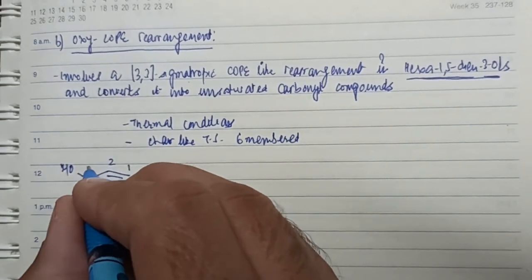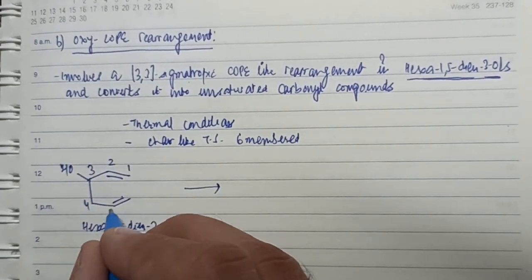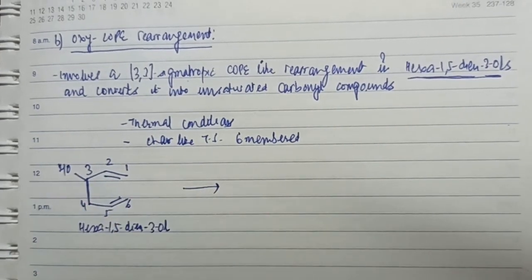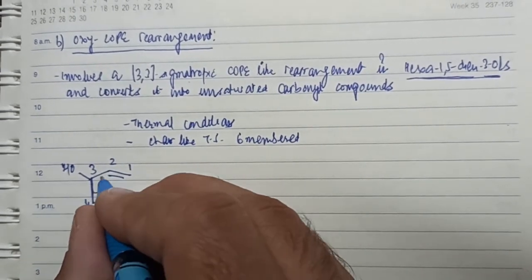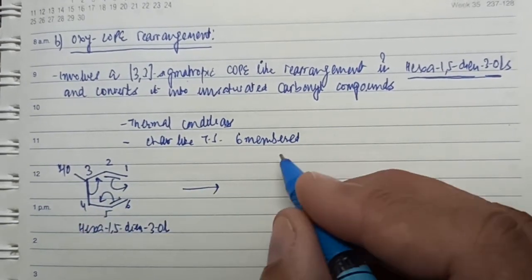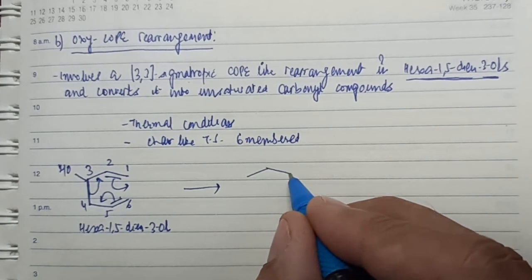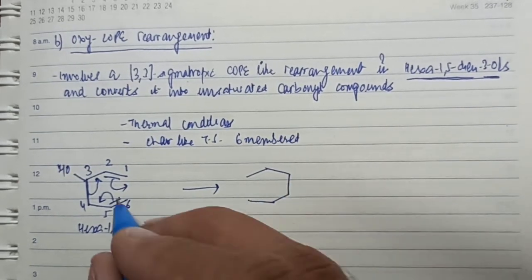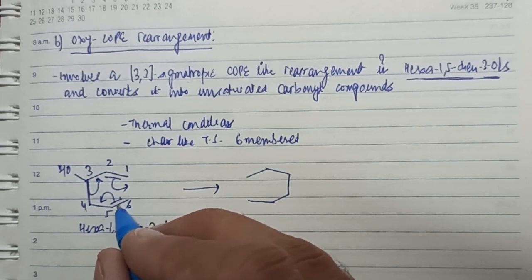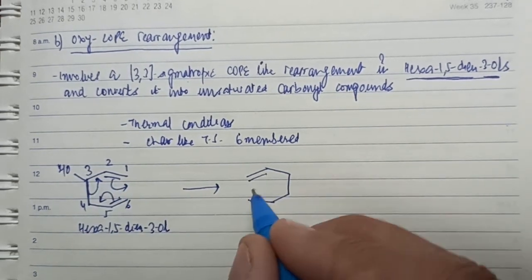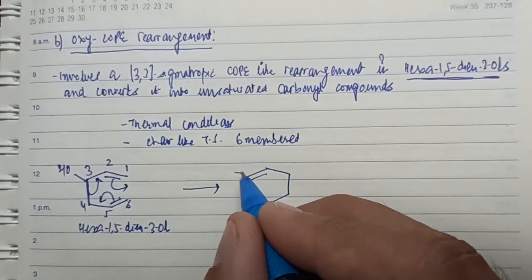So we have to figure out that this is a 1,5-hexadiene system. Again, if you want to convert this into product, as I've told you, the 3,4 bond breaks, the 1,6 bond is formed, the 5,6 double bond shifts to the 4,5 position, and the 1,2 double bond shifts to the 2,3 position. So my product of this reaction should be this moiety.